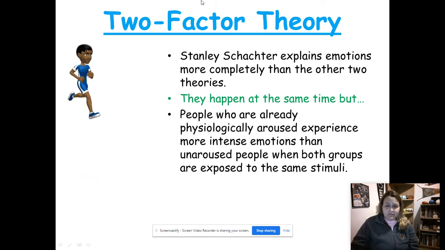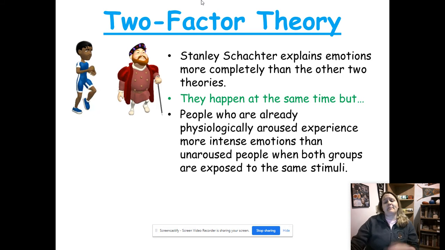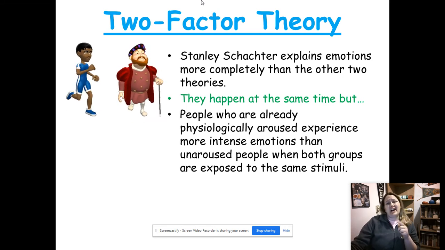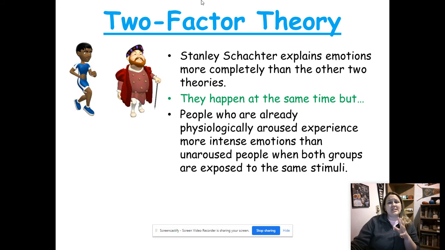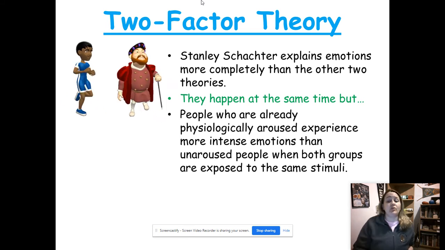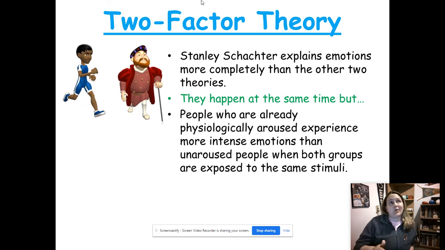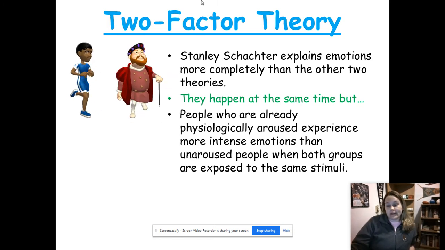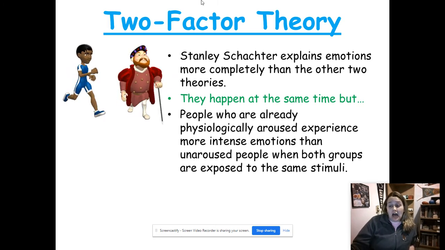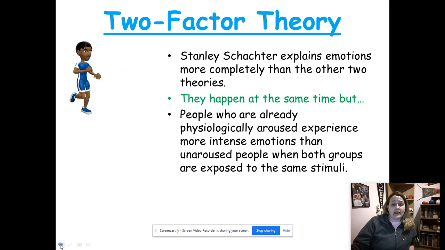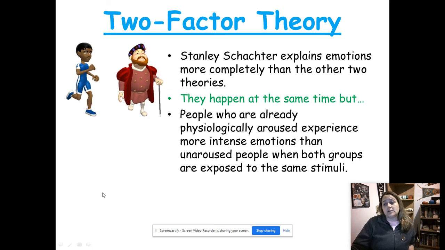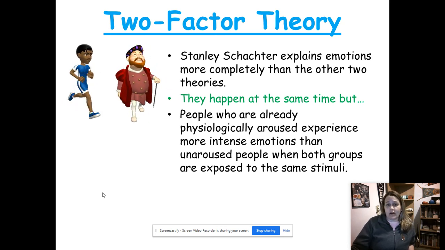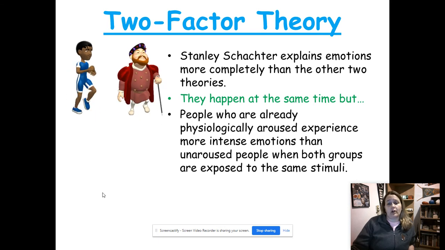Here's an example. Within the two-factor theory, it states that people who are already physiologically aroused experience more intense emotions than people who are less aroused or unaroused at the time. So let's say you have these two gentlemen and they're walking at the neighborhood track. And you've got a young guy and he is running miles and he's sweating and his adrenaline is pumping. And then you have another gentleman, and he's a little bit older, and he's just taking a very light and leisurely stroll around the track.